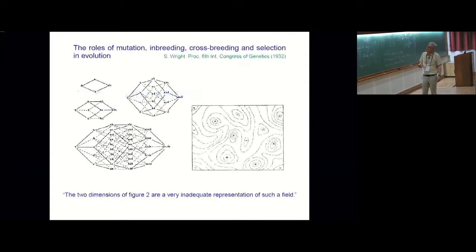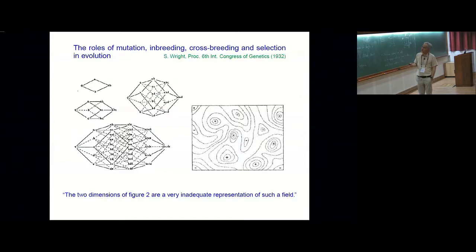So let me show a couple of historical slides. As I said, this concept was introduced by Sewell Wright in 1932. This is the title of his paper, and these are two illustrations from that paper. What you can see here is that he very much already had the same picture in mind that we're using today. He didn't call these things zeros and ones, but he gave them letters.